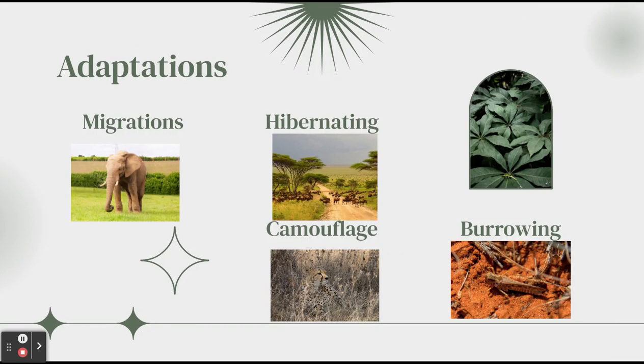These are some of the adaptations of the savanna. Migration is a process of adaptation for animals like wildebeests, elephants, and birds because they search for food and water sources elsewhere in order to survive.